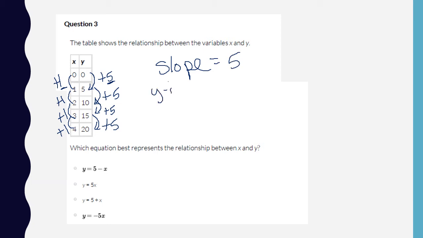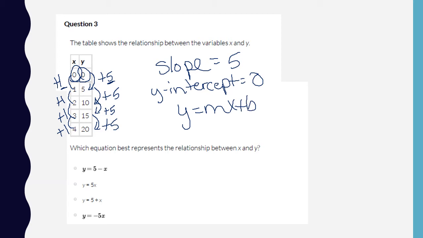Then we've got something called the y-intercept. That's where our line begins as it goes through, and our x is 0, and on here, our y-intercept is 0. So you'll see something like this: y equals mx plus b. So y and x always stay the same. M is your slope, and b is your y-intercept. So we'll talk more about that later.